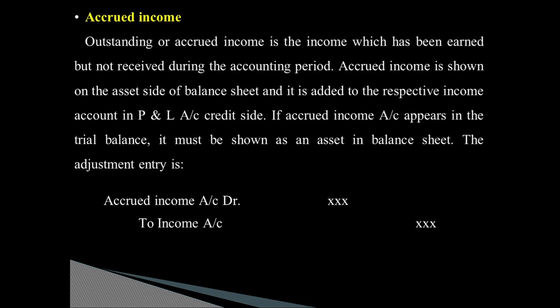Next one is accrued income. Accrued income means the income is earned but not yet received on the date of preparing the accounts. So, these are taken into account while preparing the final accounts. The accrued income is shown on the asset side of the balance sheet and added with the concerned income. The journal entry is accrued income account debit to income account.